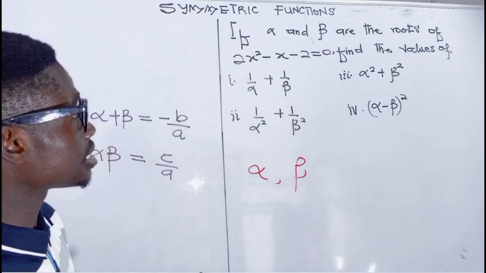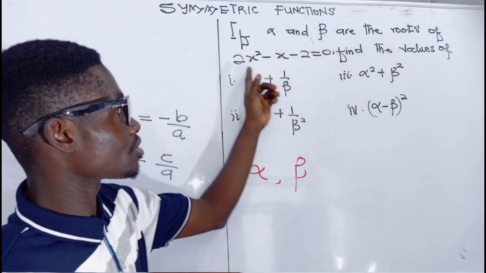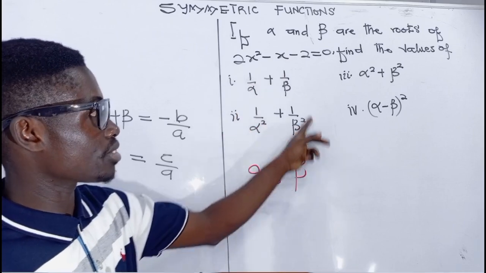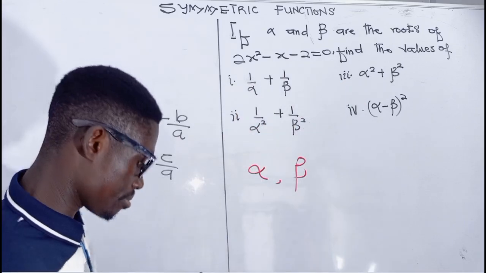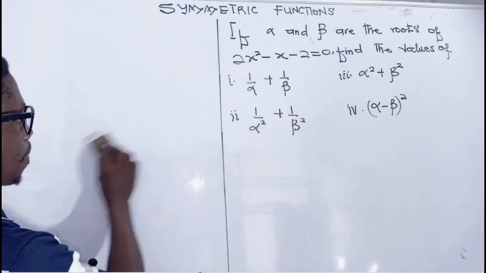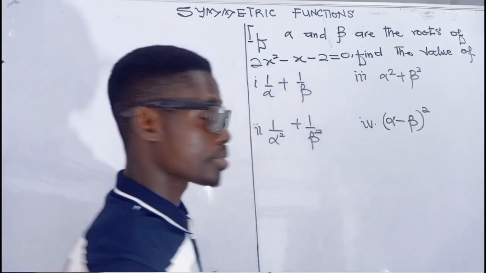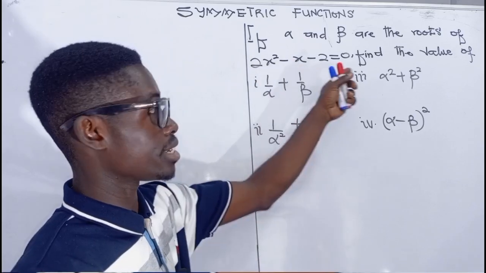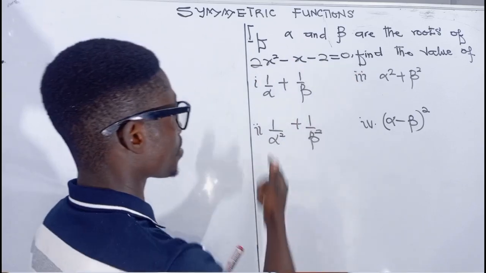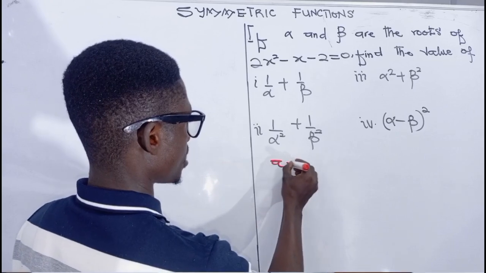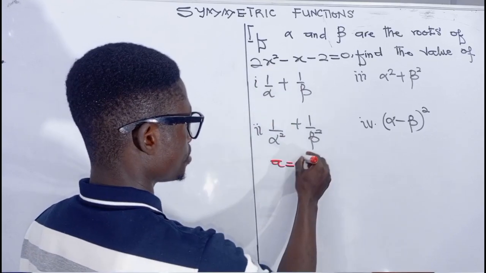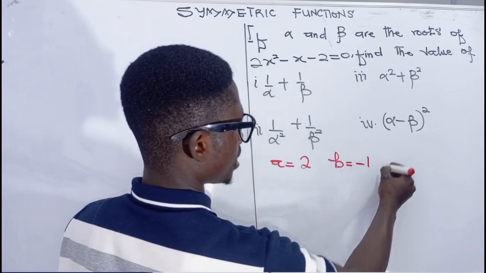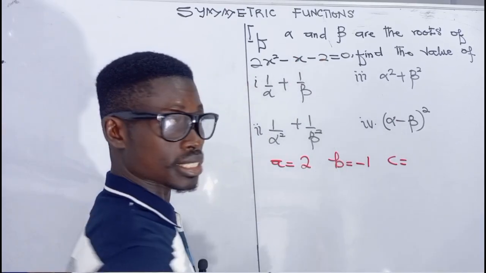So let's look at the example. It says that if alpha and beta are the roots of this quadratic equation, we should find the values of this symmetric function, this symmetric function, this, and then that. So what we are going to do is to identify our a, our b, and c from the quadratic equation. So from the quadratic equation, our a is the coefficient of x squared, which is 2. Our b is the coefficient of x, which is minus 1. And then our c is the constant, which is minus 2.